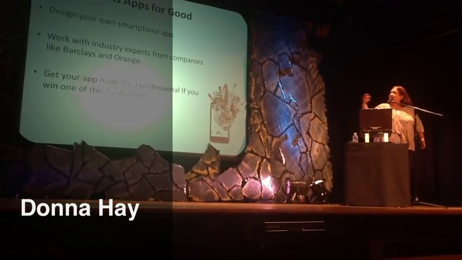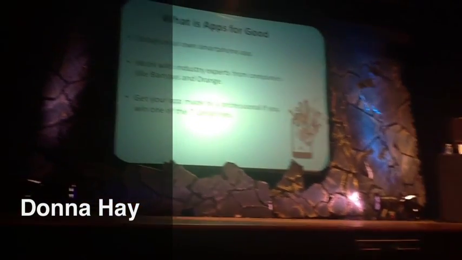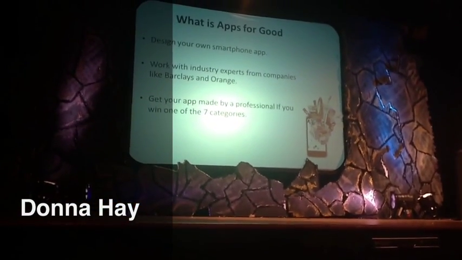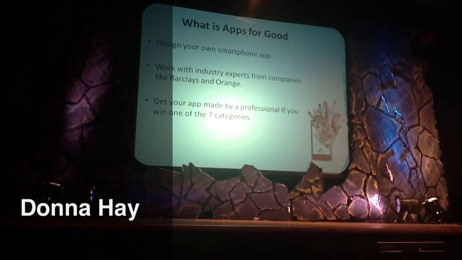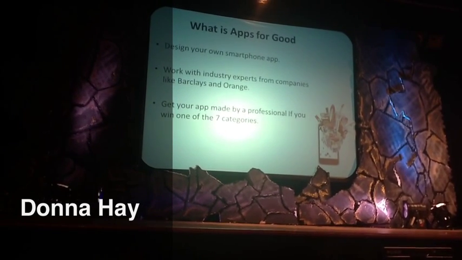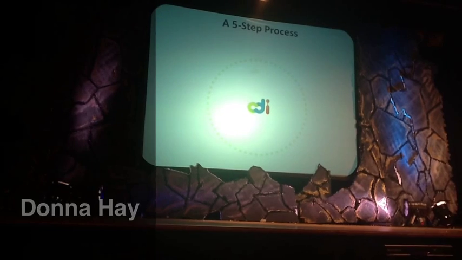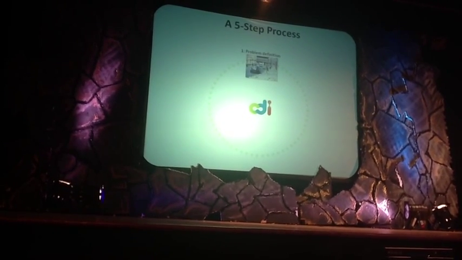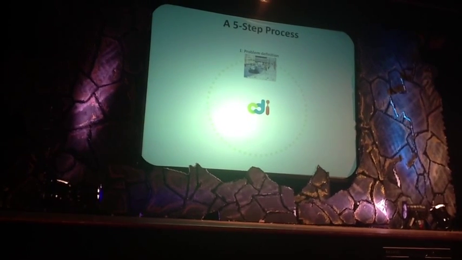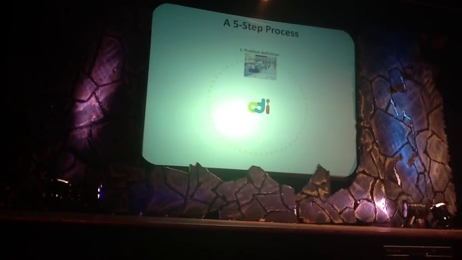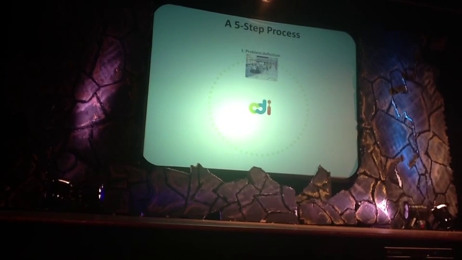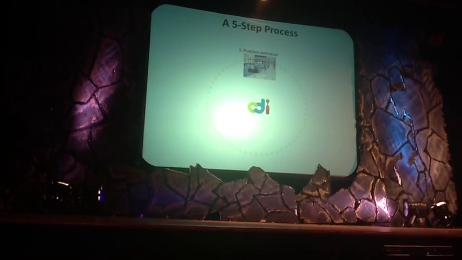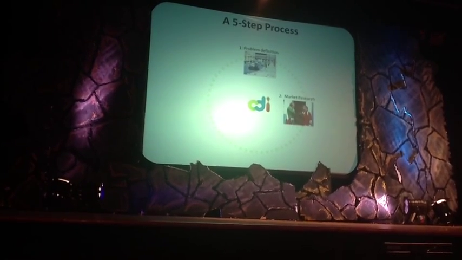So, this is what it does. You're creating smartphone apps, and you're actually working with these experts, which we're just about to start after half term. I'm really excited about that. 5 steps. They've got to come up, first of all, with a problem definition. And this is the bit that my students have been working on. No point in saying, I'm going to do an app that's going to do this. But we're looking at what's the problem, what we're going to solve, and then design an app that will actually solve it. Get some market research going.